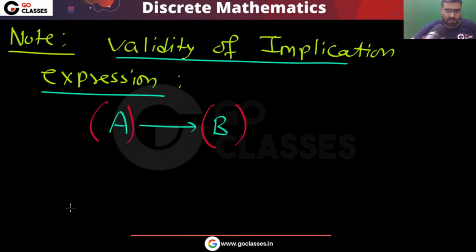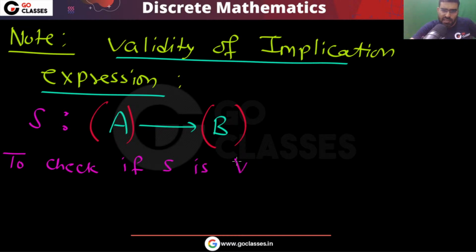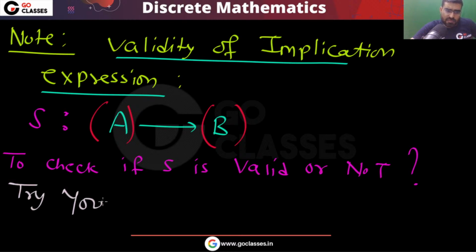What is the best way to check validity of this expression? Let's call it this expression S. Then remember what you need to do to check if S is valid or not. Valid means always true. If S is valid or not, what will you do? Try your best to make S false.